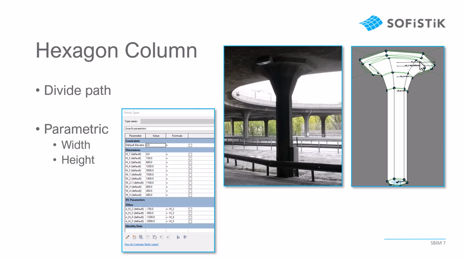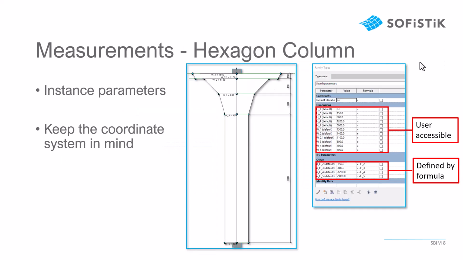What is necessary to do that? We need to first create parameters. These parameters, as you can see on the right side, are on the one hand user accessible, and then we have a couple of others that are defined by a formula, meaning that they will not show up in the interface of the bridge modeler in Substructure.